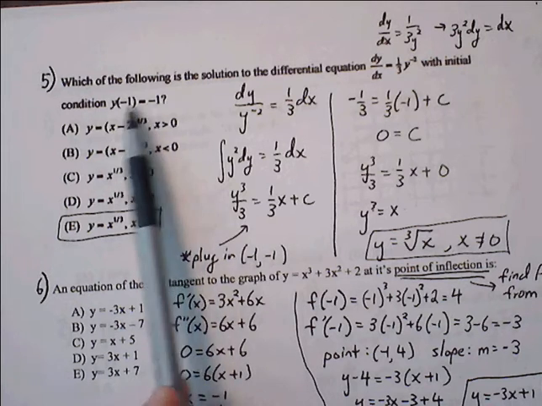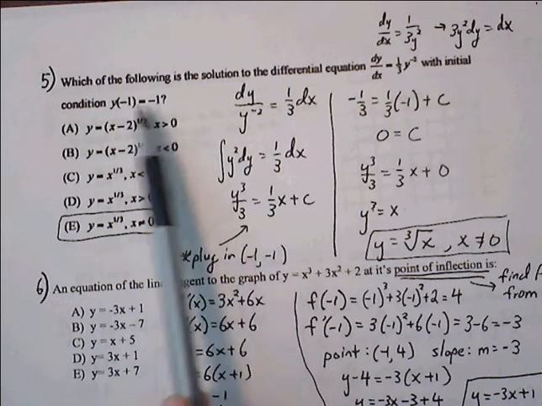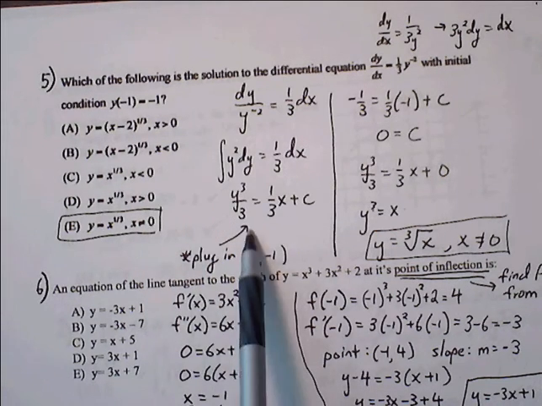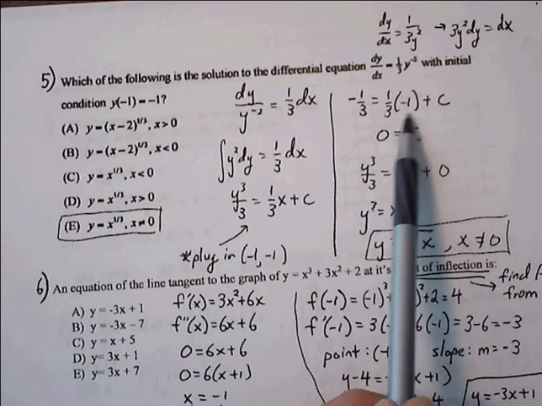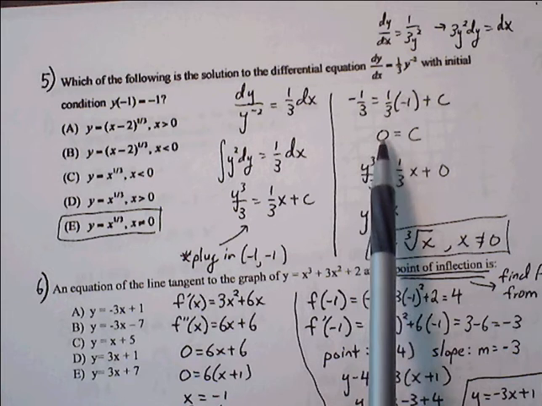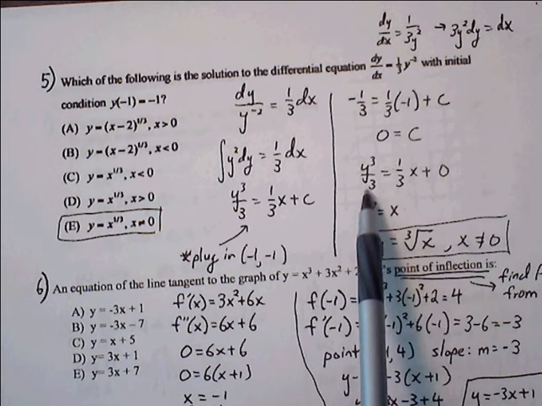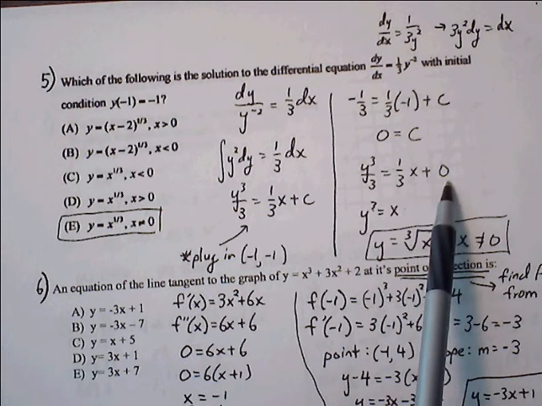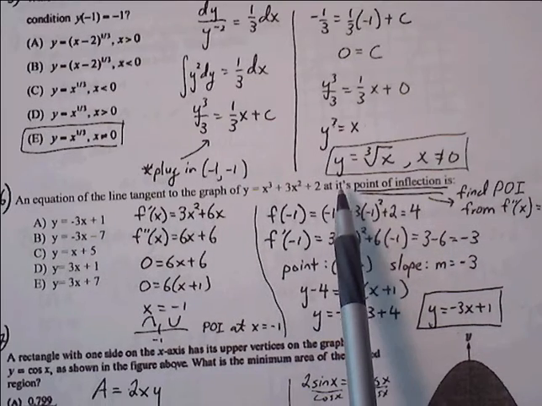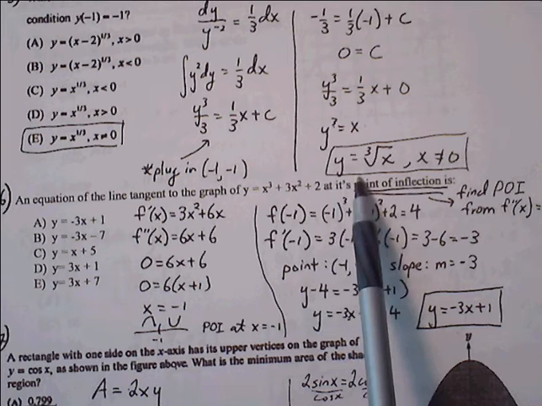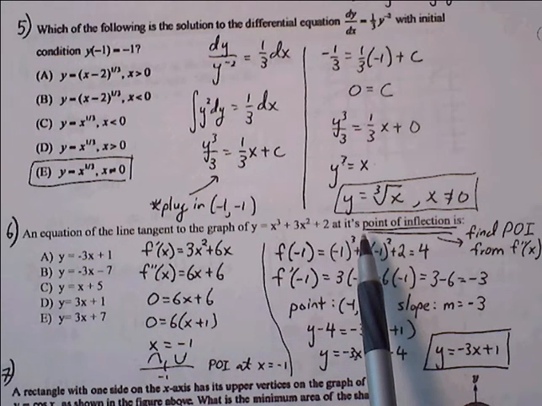So we can take negative 1, plug in for x, take this negative 1, plug in for y, and then solve for c. So we get negative 1/3 is equal to negative 1/3 plus c. Add 1/3 to both sides, we get c equals 0. So y cubed over 3 is equal to 1/3 x plus 0. Therefore, y cubed is equal to x. To solve for y, we take the cube root of both sides. So y is equal to cube root of x.